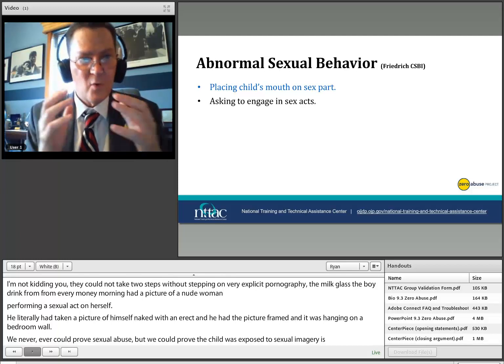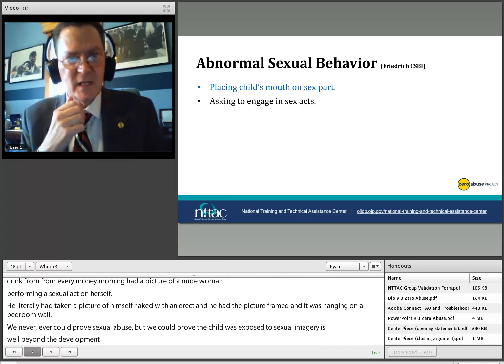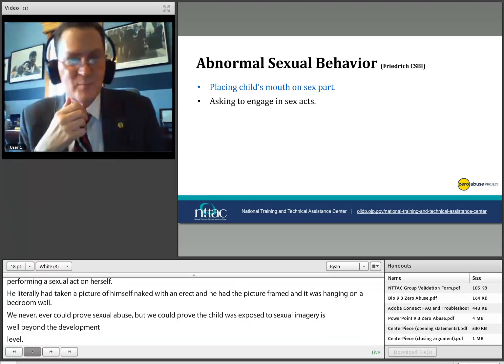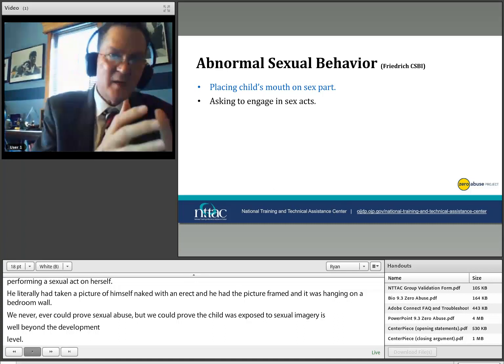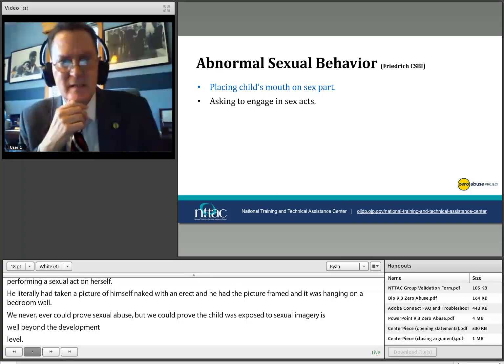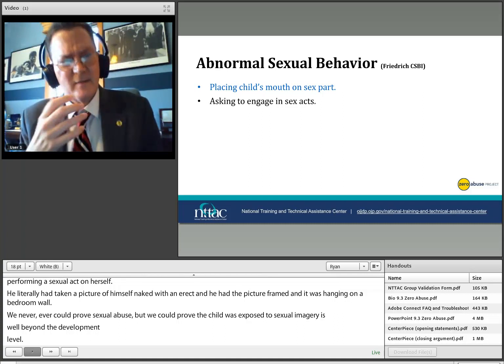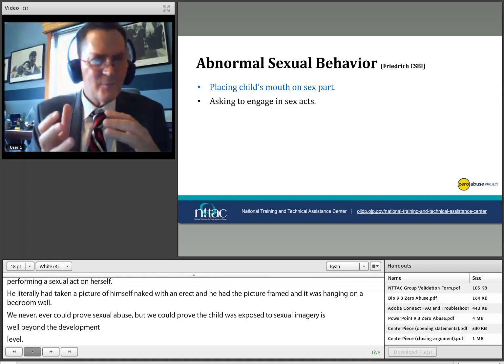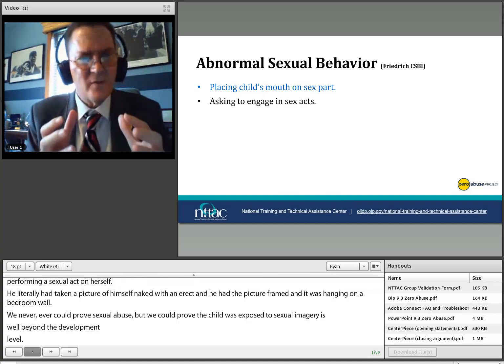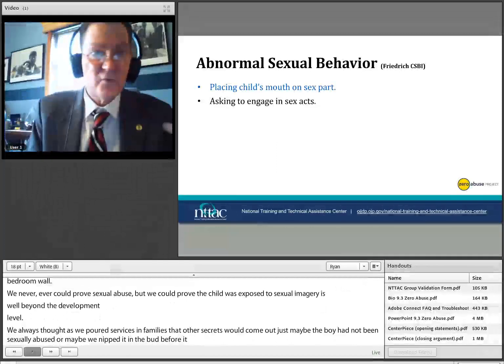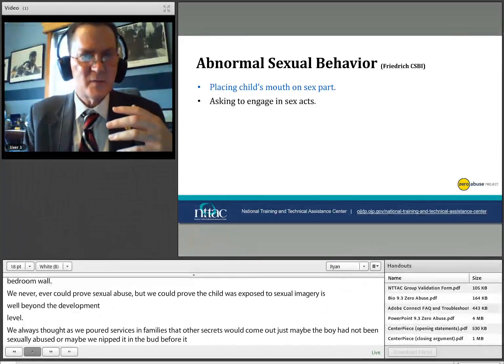We never, ever could prove sexual abuse, but we could prove the child was exposed to sexual imagery well beyond the child's developmental level. We could prove it was showing up in the child's behaviors at school, and this was injurious to the child's future. And so we could prove a civil child protection action. We always thought as we poured services into the family that other secrets would come out. It never happened that way.